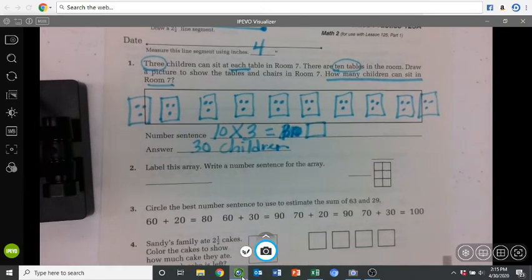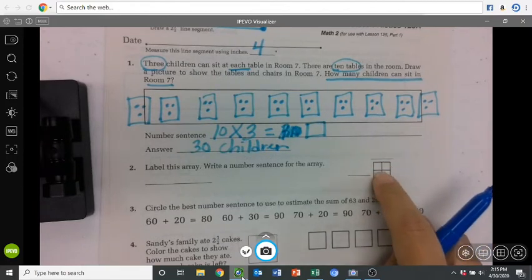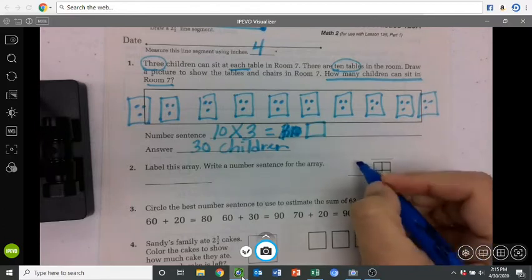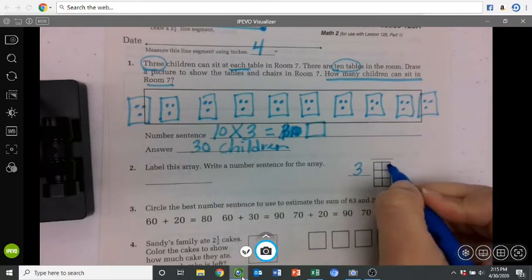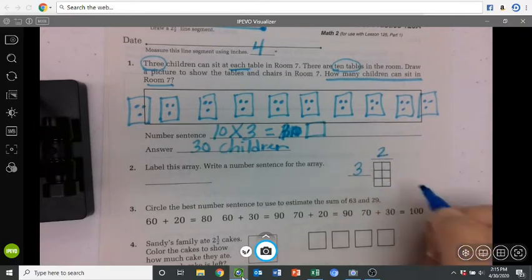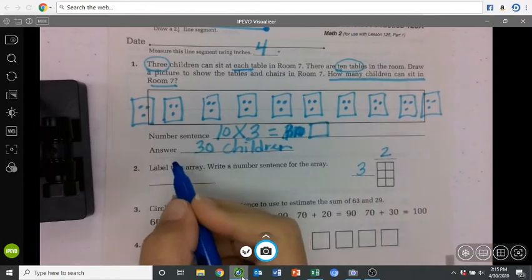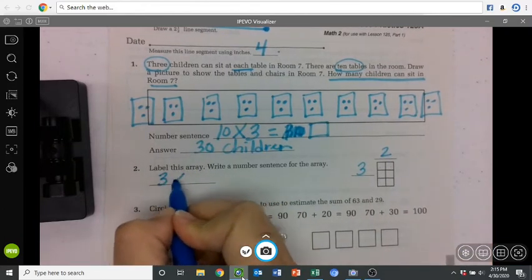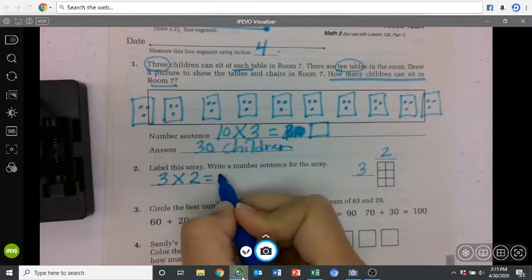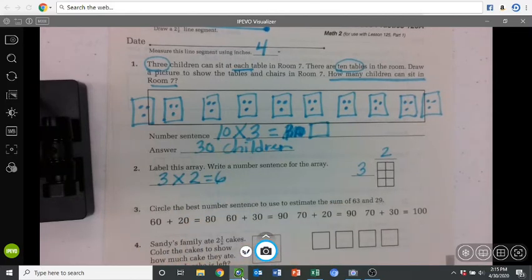All right, number 2. Label this array. Write a number sentence for the array. I can see that I have 1, 2, 3 columns. I have 1, 2 going across on each row. And so my number sentence would be 3 times 2 equals 6.